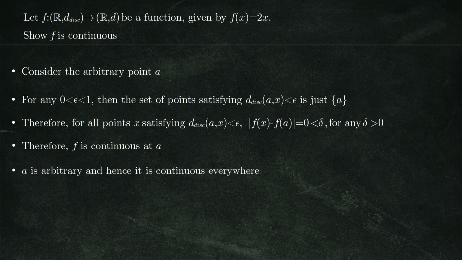Note that this is a general pattern. It's not 100% always true, but often if the codomain has the discrete metric, the function is not continuous, but if the domain has the discrete metric, then it will be continuous. That's not always true, but in general, it seems to be.